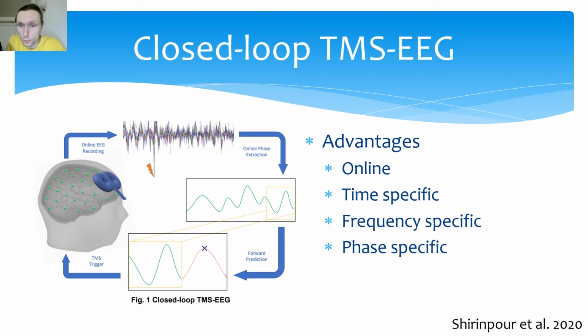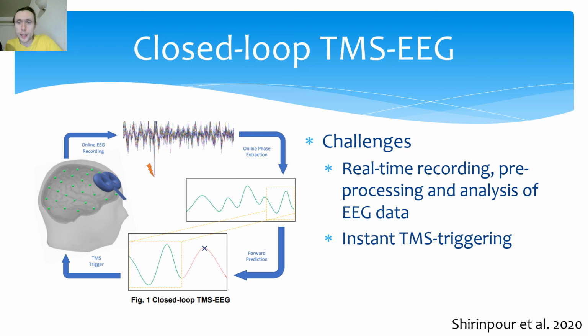So that means you do it online. It happens while you're looking at it. It's super timing specific, and you can target specific parts of an EEG wave. So for example, if you want to target just the top of the wave or just the bottom of the wave, you can do that. So it can be phase specific and frequency specific. And that is a very unique and new way that has not been done before.